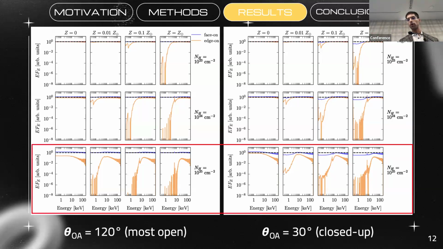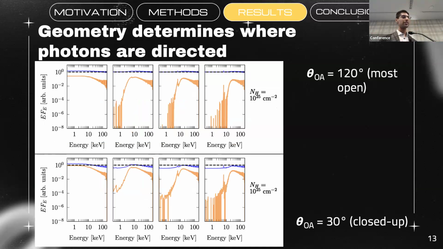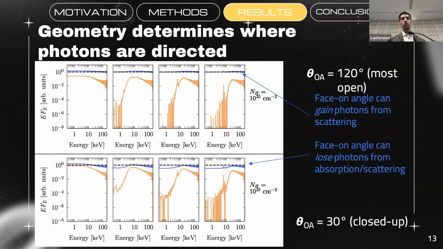I'm just going to focus on this bottom row really quickly so we can see the difference in geometry. If we just look at the face-on viewing angle for these spectra, in the 120 degree case, the face-on angle can only gain photons.